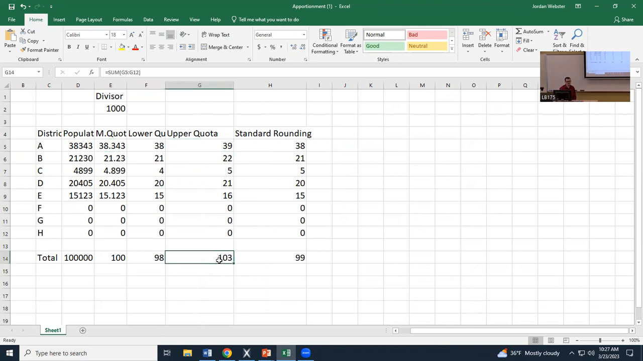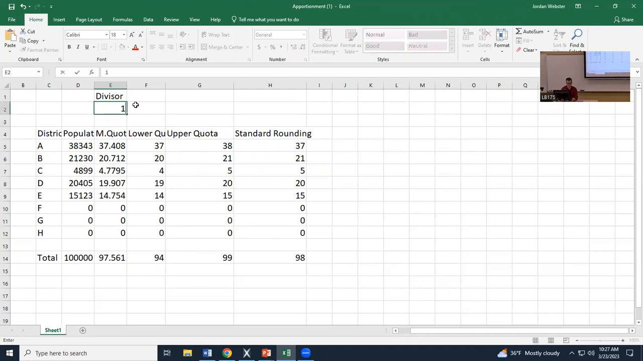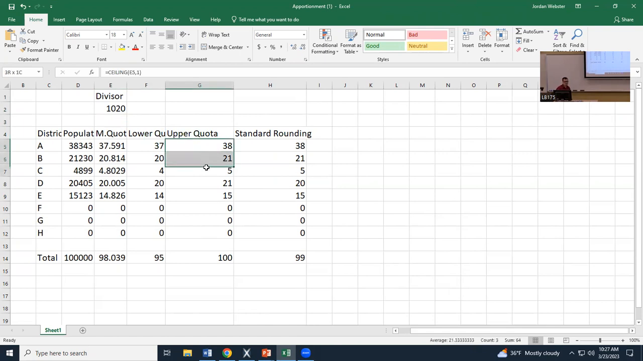Now, obviously, this gives me too many representatives with my upper quota. So we're going to increase the divisor in this case from the standard divisor. Maybe I increase it by 25. It's a little bit too much. All right, there you go. Increase your standard divisor by 20 in this case. And when you increase your standard divisor by 20, this becomes your representative allocation. Everybody see that?